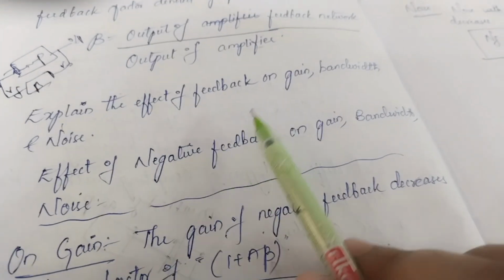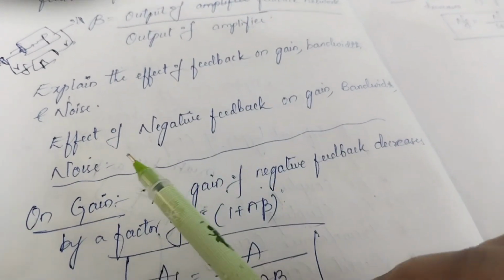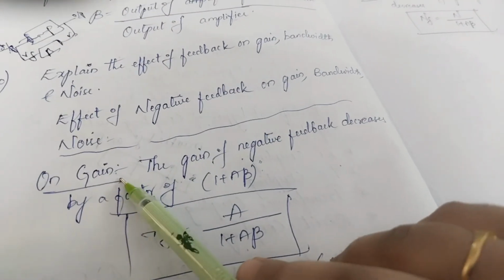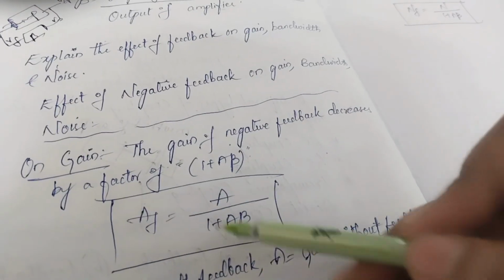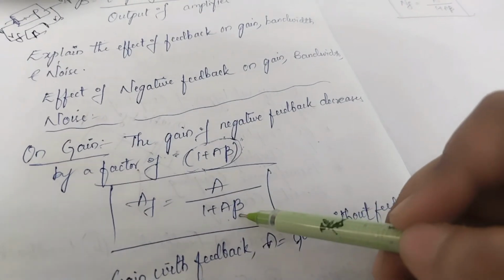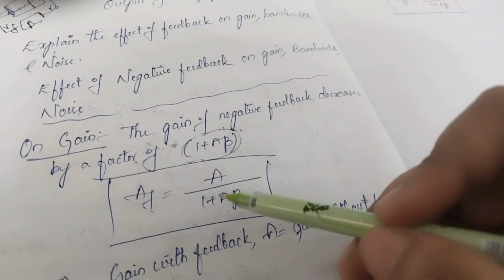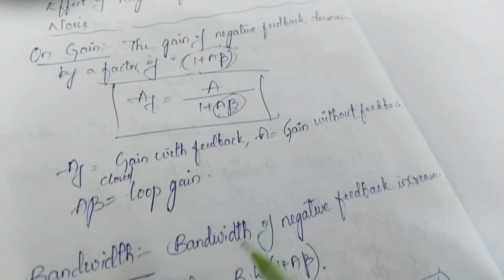Explain the effect of feedback on gain, bandwidth, and noise. This is a 1 mark question as well as a 3 mark question. Usually the effect of negative feedback on gain is that the gain decreases, by a factor of 1 plus A beta. So AF is equal to A by 1 plus A beta, where AF is the gain with feedback, A is the gain without feedback, and A beta is the loop gain. Beta is the feedback factor.